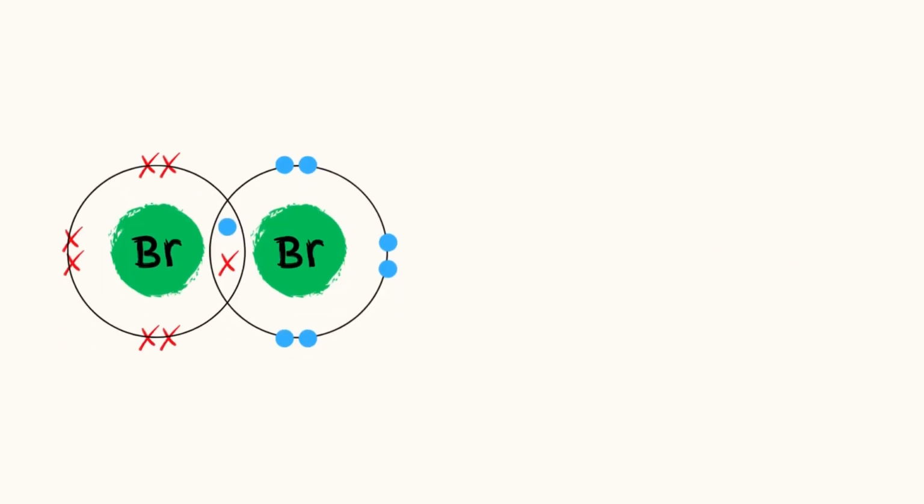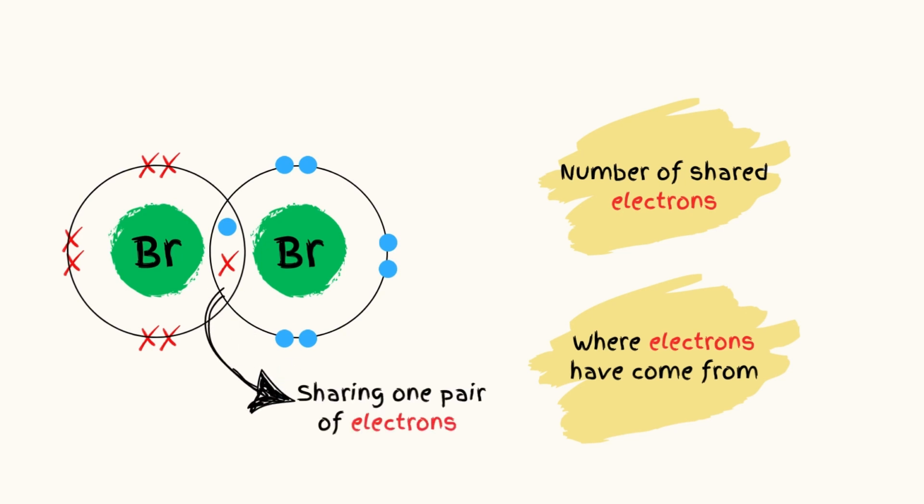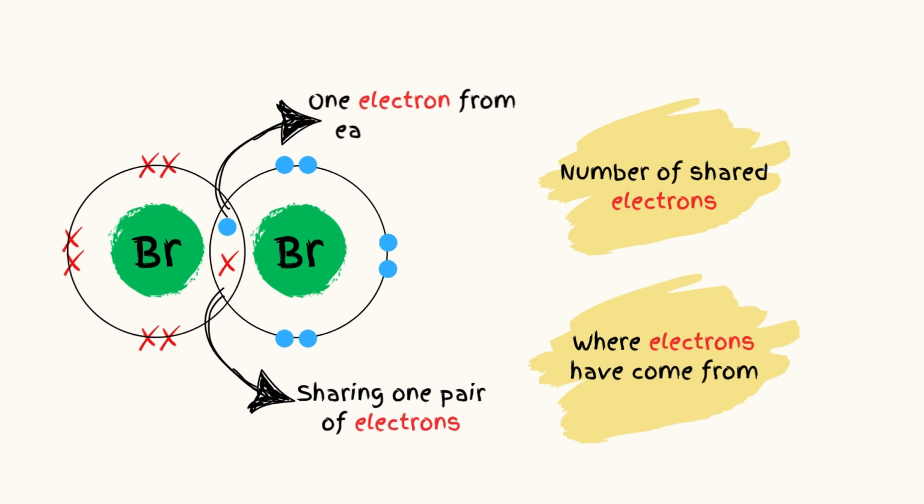We can represent covalent bonds and molecules using a dot and cross diagram, which allows us to see the number of shared electrons there are and where electrons have come from. For example, in its molecule bromine, we can see that one pair of electrons is being shared, with one electron coming from each bromine atom.